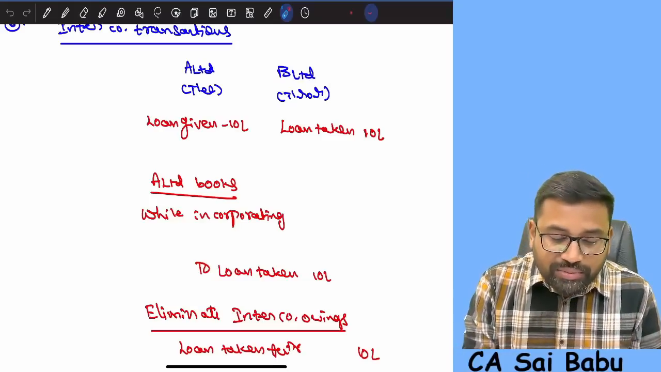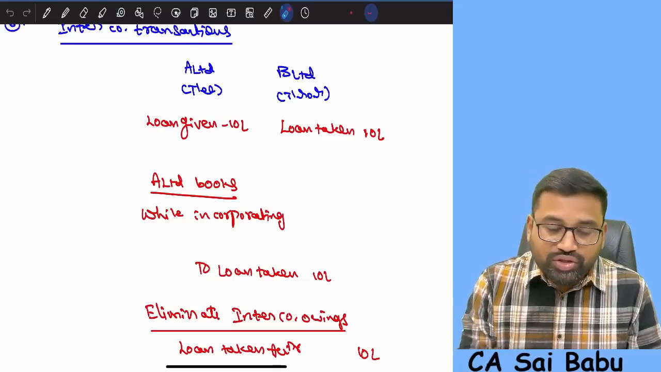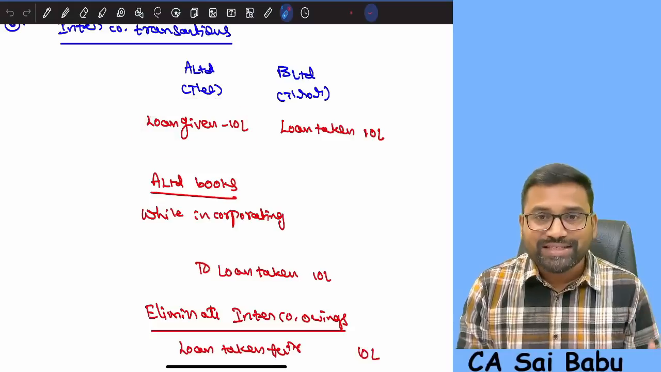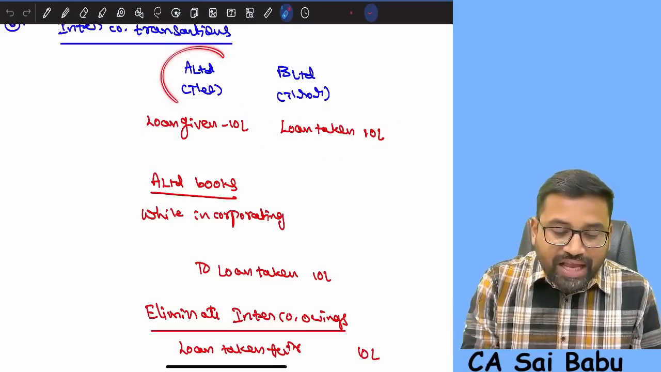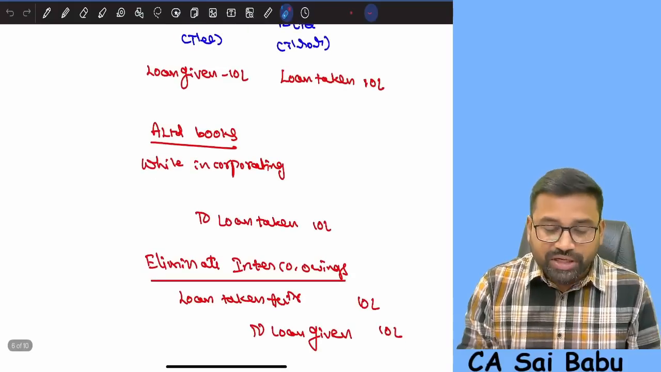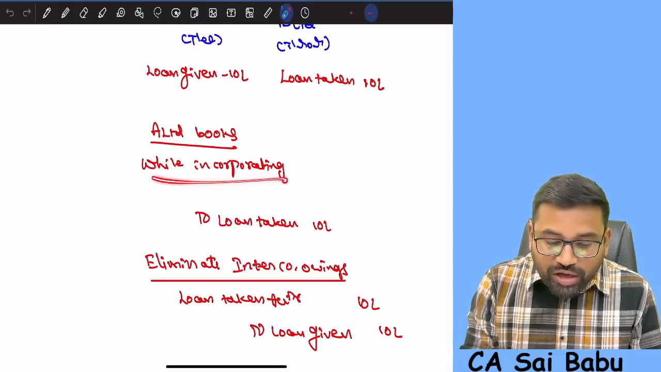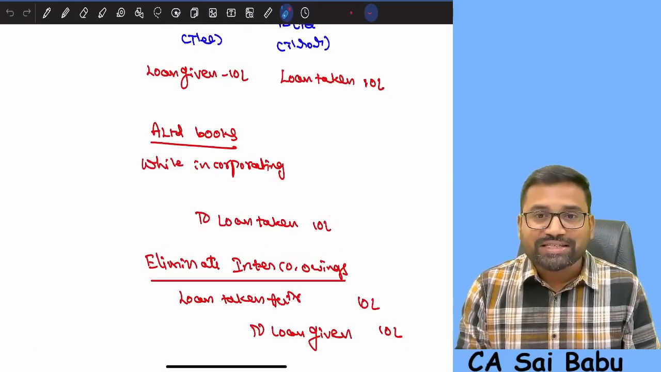For example, A Limited has given a loan to B Limited. So in A Limited's books you see loan given, asset. In B Limited's books you see loan taken, liability. Now I am the transferee company. I have taken over B Limited. Now from B Limited, while incorporating, I will write loan taken 10 lakhs as a liability.